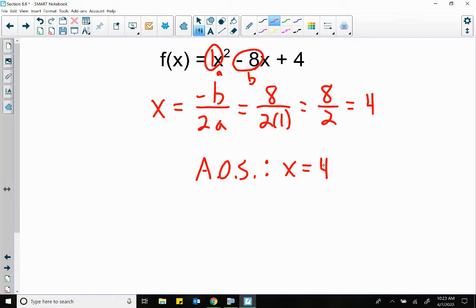What that means is, what the axis of symmetry really is, I know I didn't touch upon this a second ago, is that my graph, there is a line that goes through the vertex.